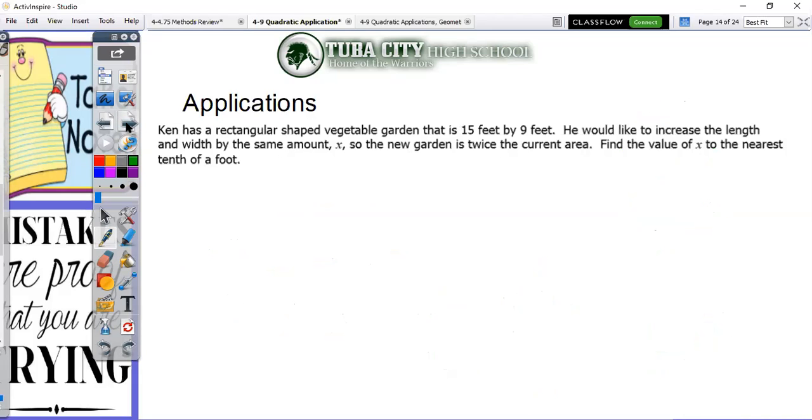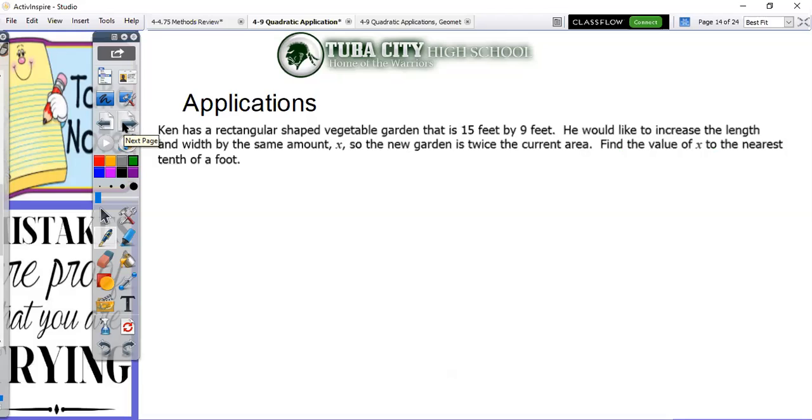All right, so here we have Ken has a rectangular shaped vegetable garden that is 15 by 9 feet. He would like to increase the width and length by the same amount, so x. And he wants to make it so the garden is twice the size of the current area. Find the value of x to the nearest tenth of a foot.